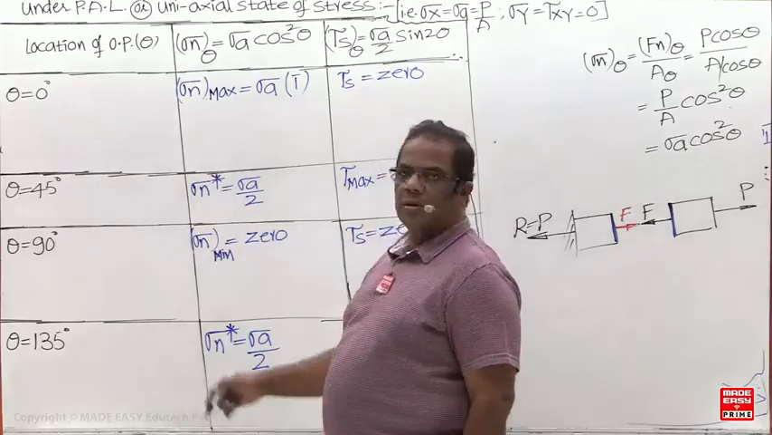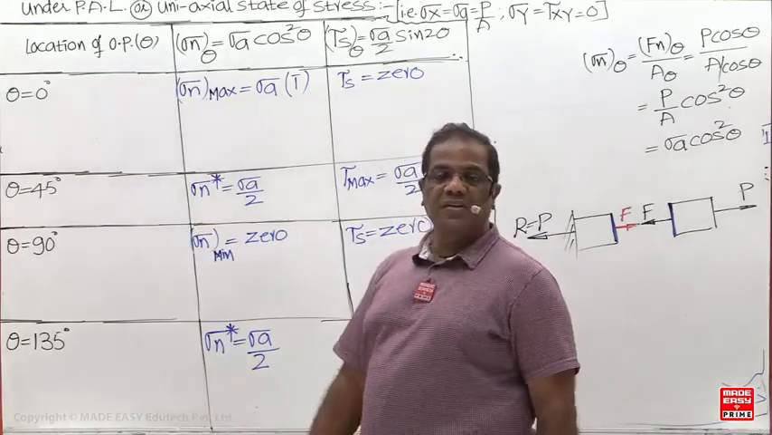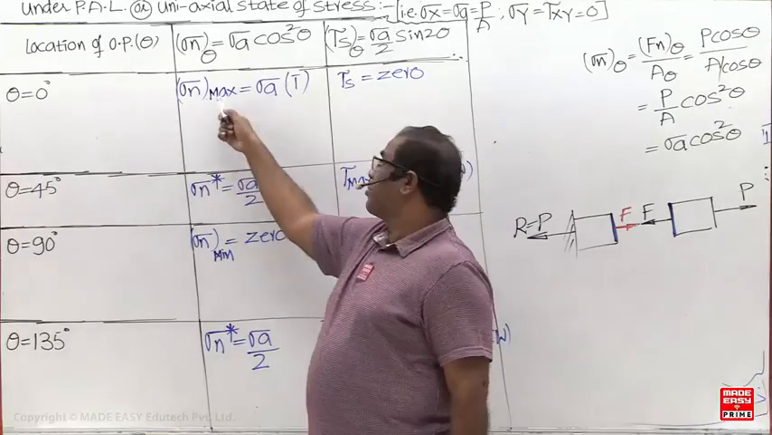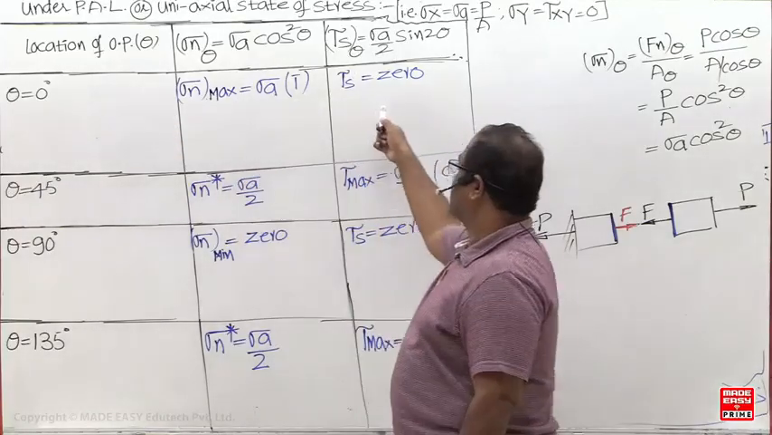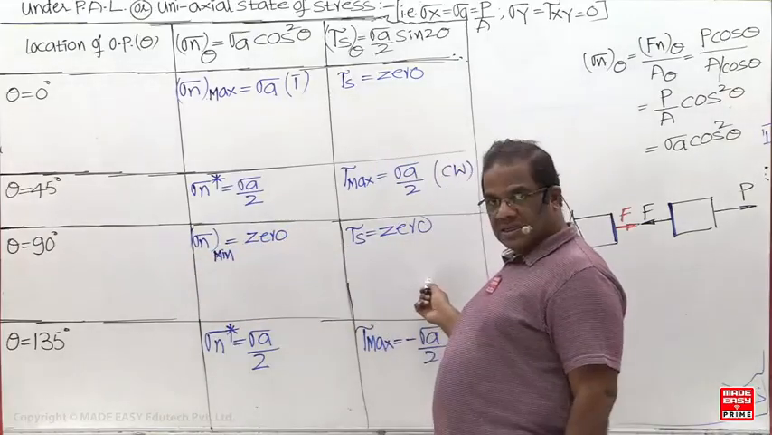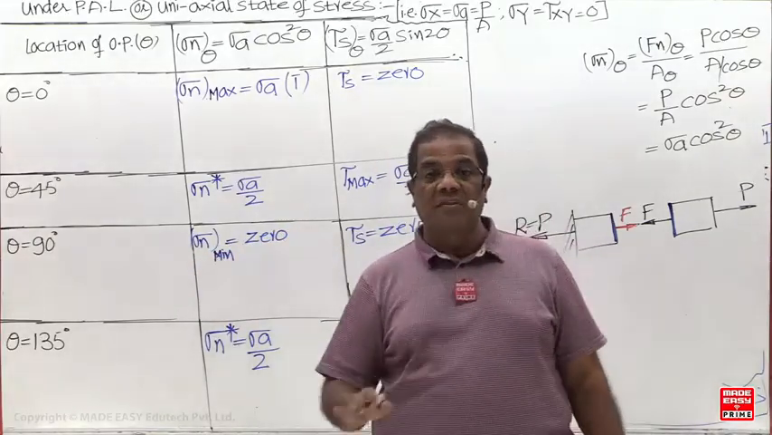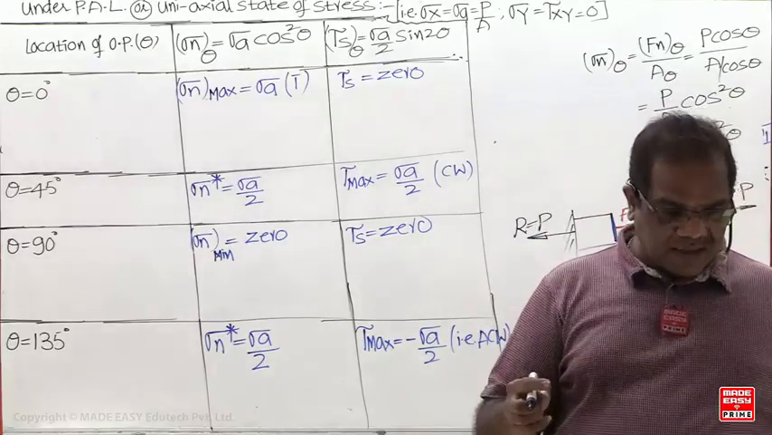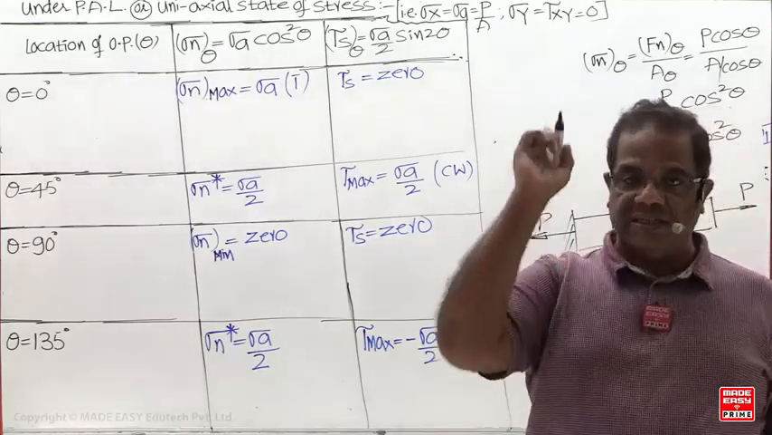Now, I have taken the 4 planes. What is the first conclusion? At 0 degrees, normal stress is maximum. What is the shear stress now? 0. At 90 degrees, normal stress is minimum. Shear stress 0. That is what you have studied. Whenever normal stress becomes maximum or minimum, shear stress is 0.